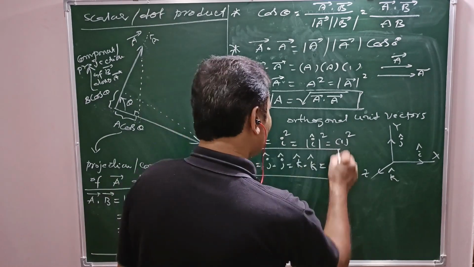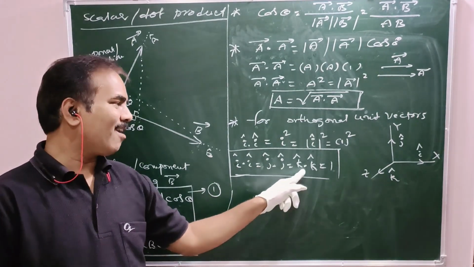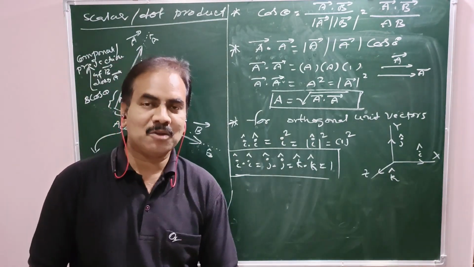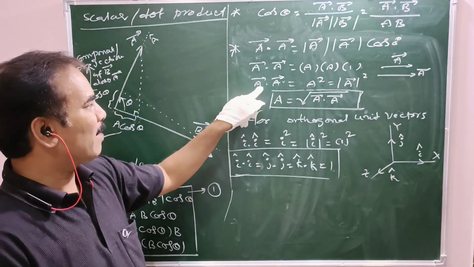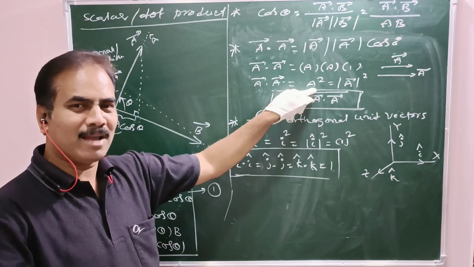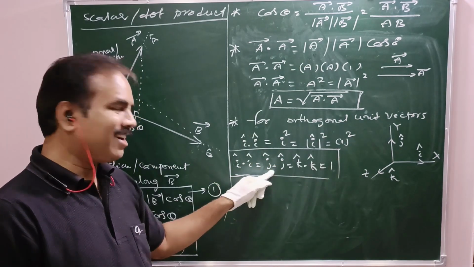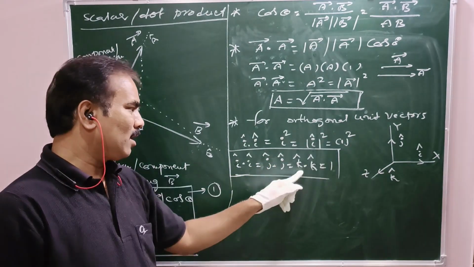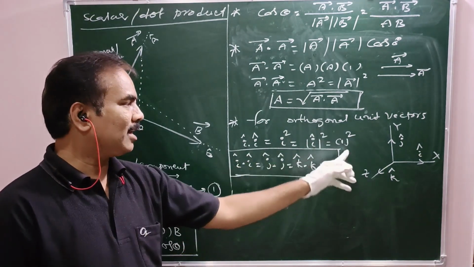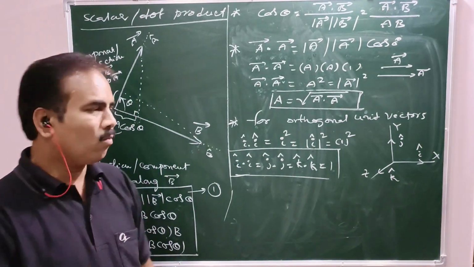Very, very important relation. What is that? i dot i or j dot j, k dot k means 1. Why? Because all the three i cap, j cap, k cap are unit vectors. As per this definition, a bar dot a bar, dot product of any vector with itself, a bar dot a bar equal to a square, that is mod a bar square. i dot i means mod i cap square. Mod i cap square means 1. j dot j means mod j cap square, that is 1 square. k dot k means mod k cap whole square, that is 1 square. So in all the three cases, i dot i equal to j dot j equal to k dot k equal to 1.